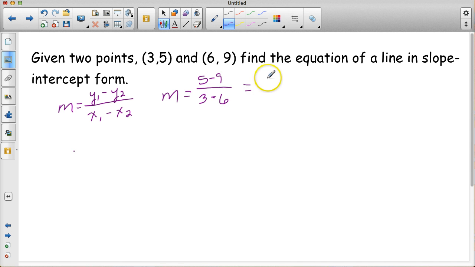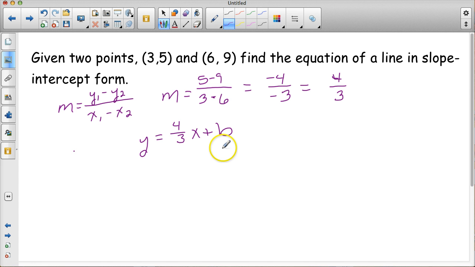5 minus 9 is -4, and 3 minus 6 is -3. And a negative over a negative is a positive. So my slope is positive 4/3. So I know part of my equation then. Part of the equation is y equals 4/3 times x plus b, my y-intercept.